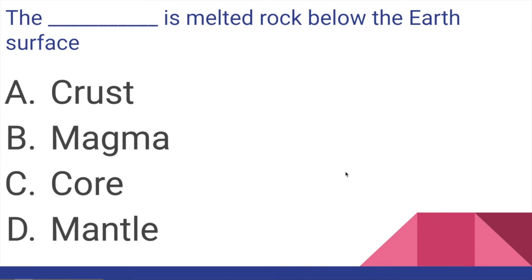The next question, the blank is the melted rock below the Earth's surface. What is the name of the melted rock below the Earth's surface? Is it crust? Is it magma, core, or mantle? If you said magma, that is correct. The magma is melted rock that sits right below the Earth's surface.